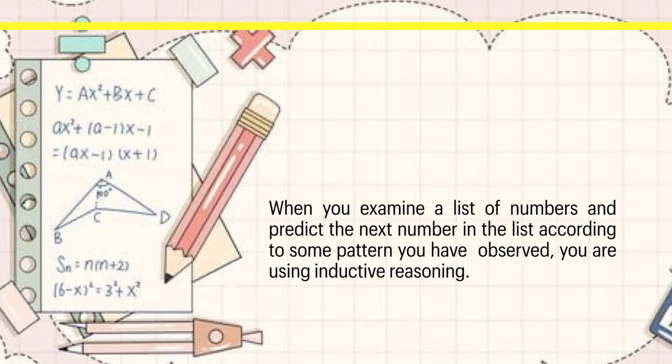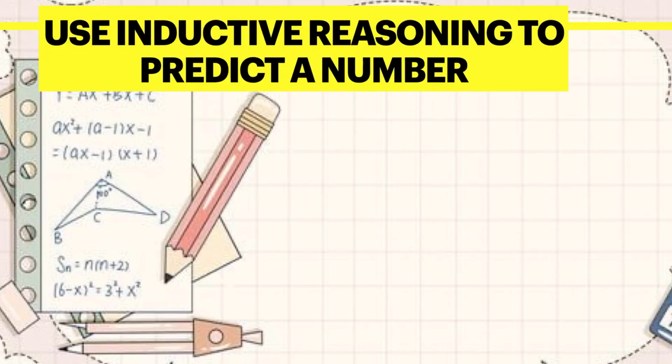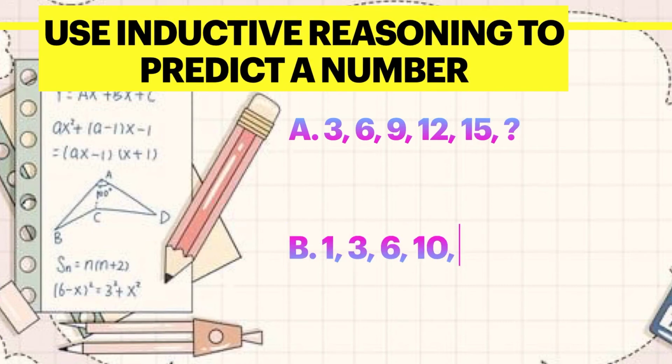So here we have two examples of using inductive reasoning to predict a number. First off, we have two questions here. In letter A, it is 3, 6, 9, 12, and 15. Just by observing, we all know that there is a pattern because each successive number is 3 larger than the preceding number. Thus, we predict that the next number in the list is 3 larger than 15, which is 18.